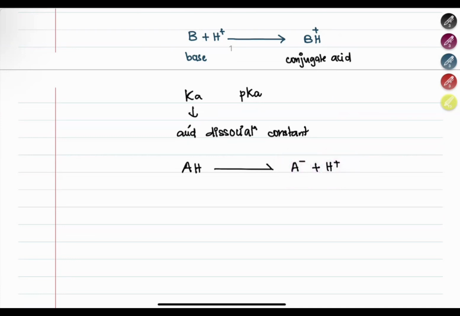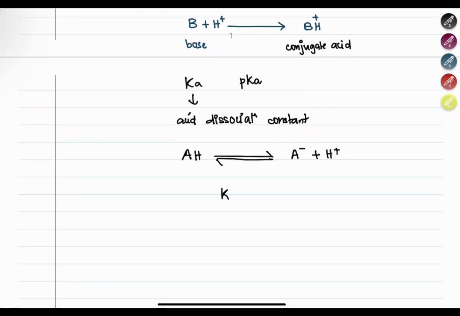Here, this reaction will exist in equilibrium. That means both the forward reaction and the backward reaction will happen at the same time. In that case, we can explain this reaction in terms of a dissociation constant Ka. Ka is written as the concentration of product divided by the concentration of reactant, right?